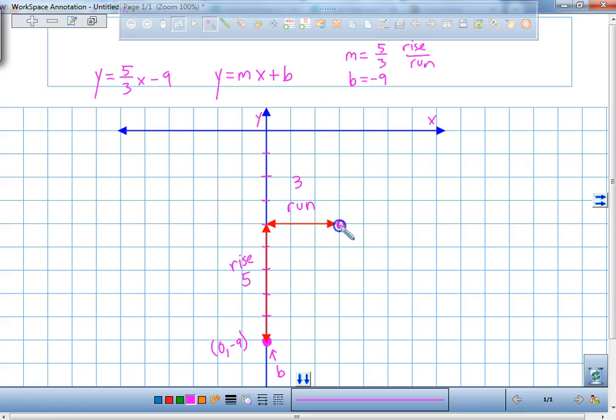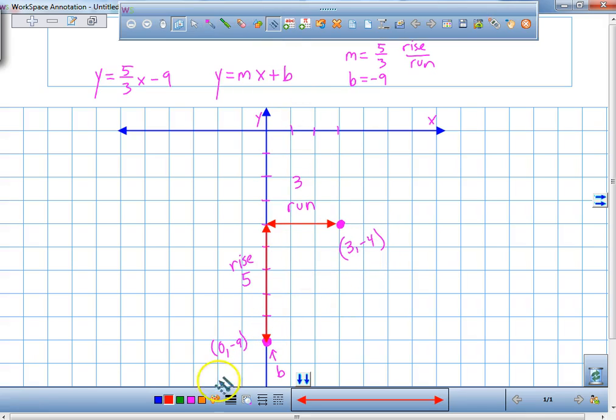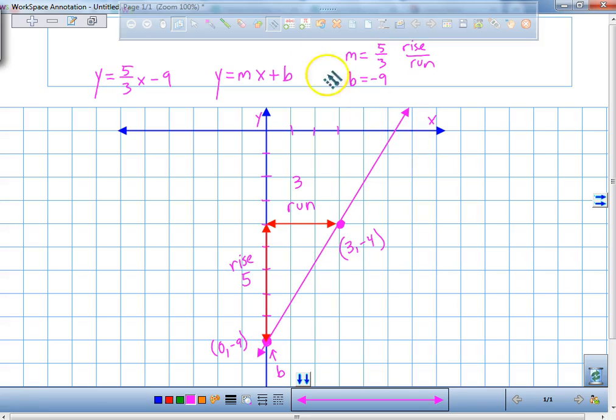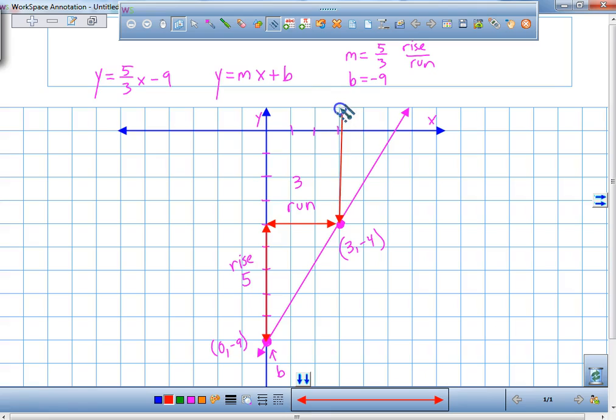I'm going to put a point right there. Now, this point is 1, 2, 3, 1, 2, 3, 4. So we're at 3 and -4. Then and only then, once I have those points, what am I allowed to do? Draw the line that goes up 5 and over 3. So you go up 5 over 3, up 5 over 3. That's what's called the constant rate of change. I go up 1, 2, 3, 4, 5, and over 1, 2, 3.